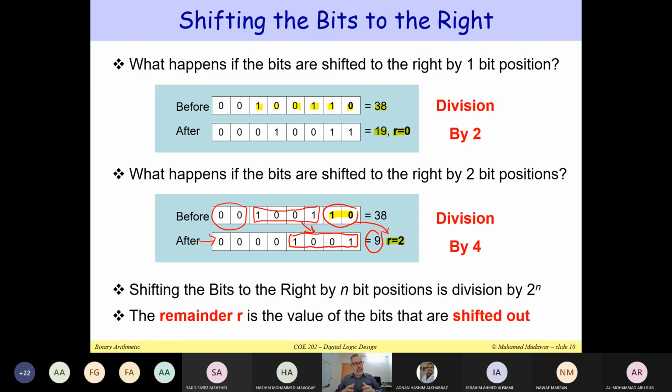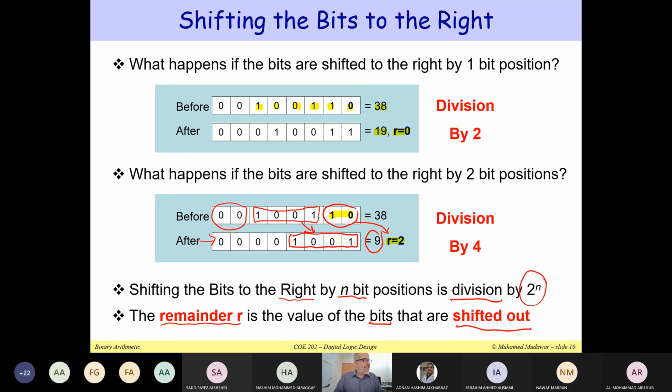Notice that if I shift to the right by n bits, it has to be to the right, and it has to be by n bits. Then in this case, we are dividing, it will be division by 2 to the power n. And the remainder, which is r, will be the bits that are shifted out. You understand this? Is this clear?